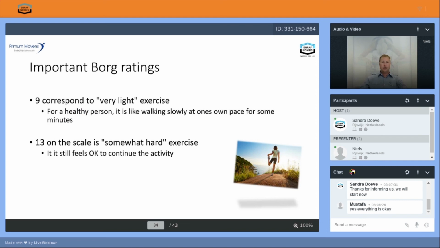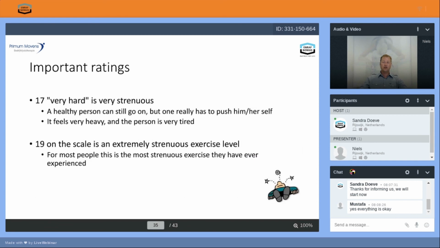The number 9 corresponds to very light exercise. For a healthy person, it's like walking slowly at its regular pace for some minutes. 13 on the scale is seen as somewhat hard exercise. It still feels okay to continue the activity, but it's taking you more energy and more effort to perform on this level.